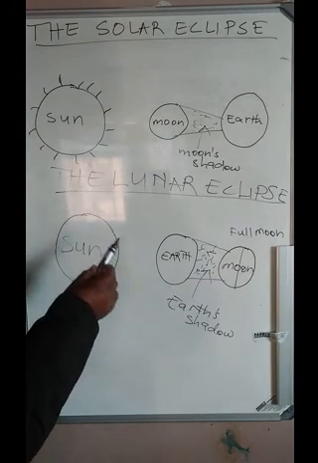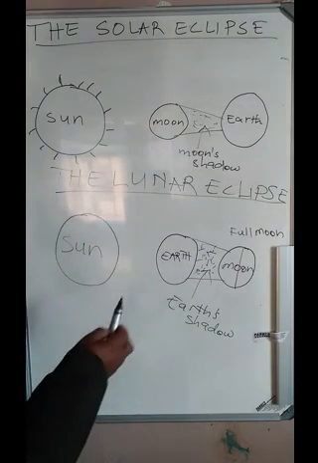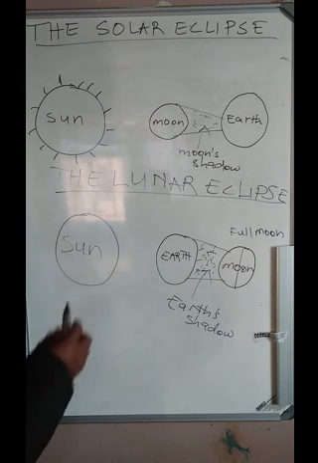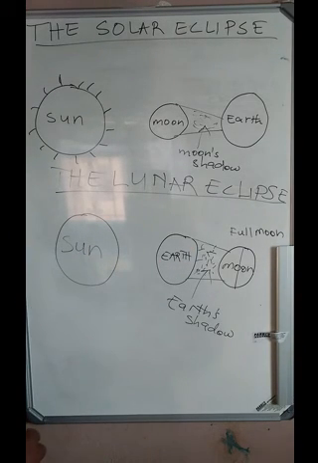That is why we say it is the lunar eclipse, or the eclipse of the moon. So that is how a solar eclipse and a lunar eclipse happen.